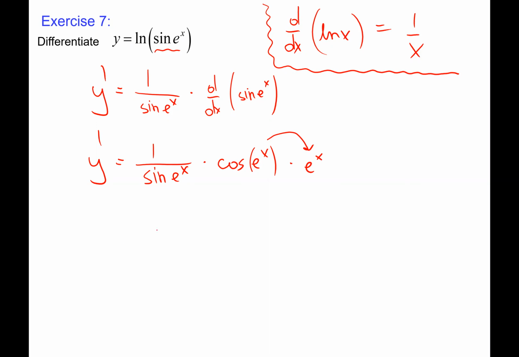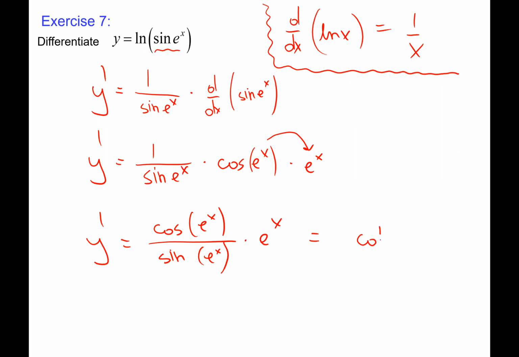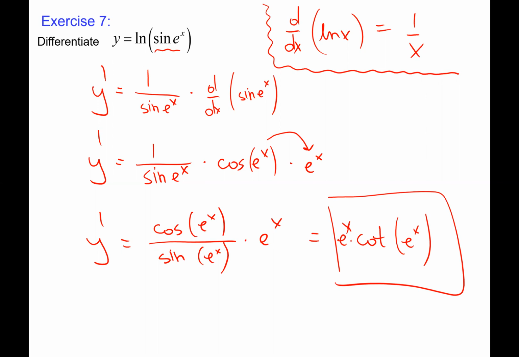Okay, let's simplify. I can put cosine of e to the x and e to the x on the top, and keep sine of e to the x here. Actually, I can't simplify, but I can rewrite cosine and sine of the same angle as the function cotangent. Cotangent of the same angle, cotangent of e to the x. And that e to the x I can place in front. Okay, this is the nice final answer.